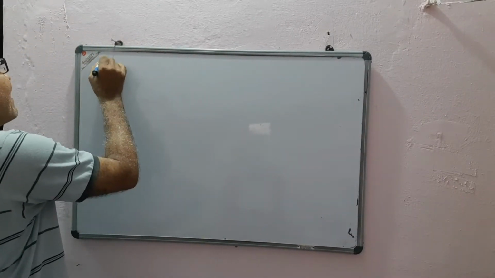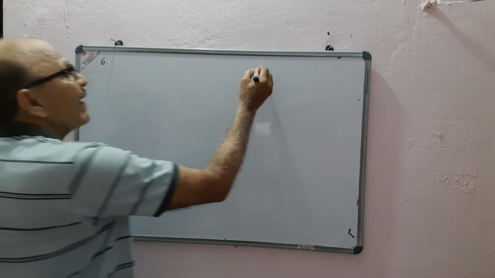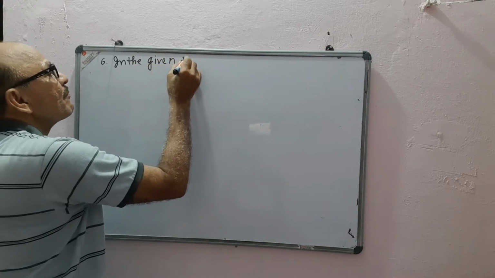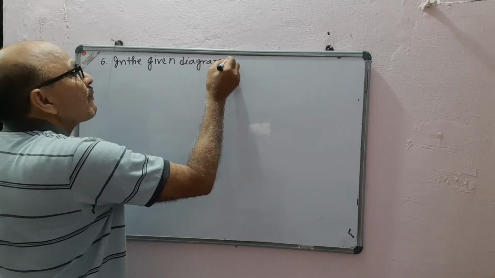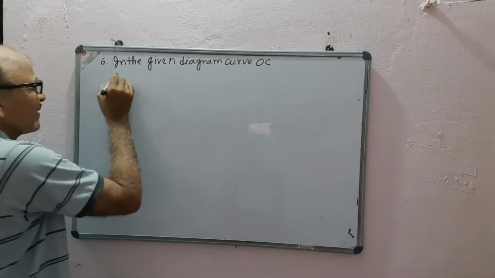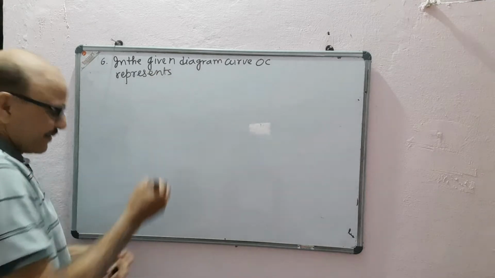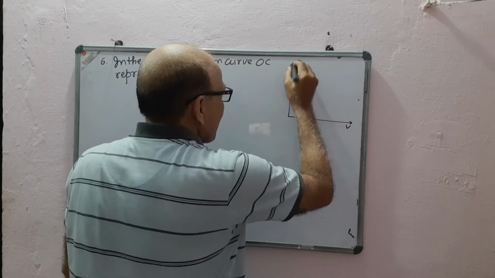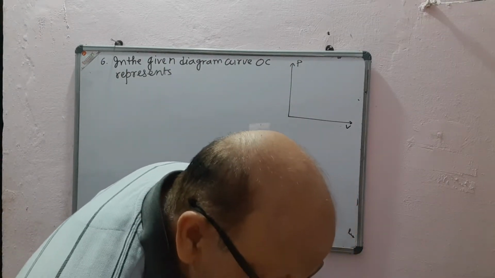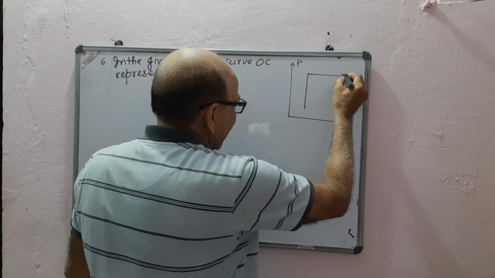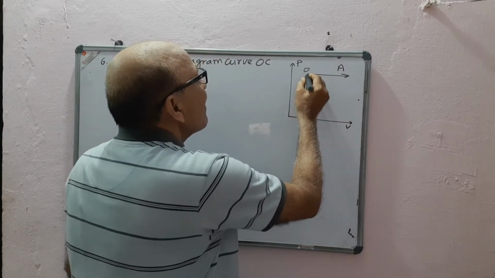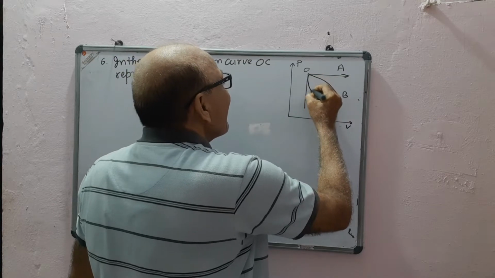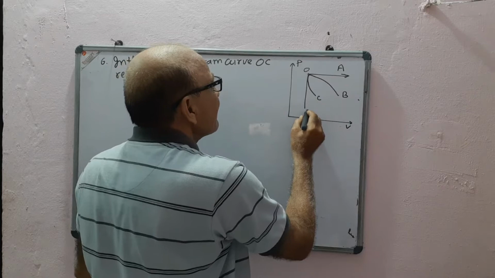Question number 6. In the given diagram, curve OC represents... The curve is like this, with B, this is P, A, O, B, and this is C and G.